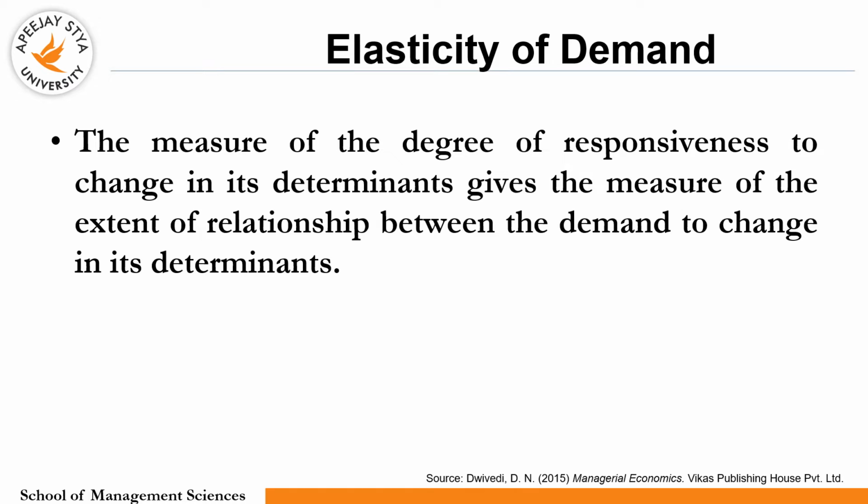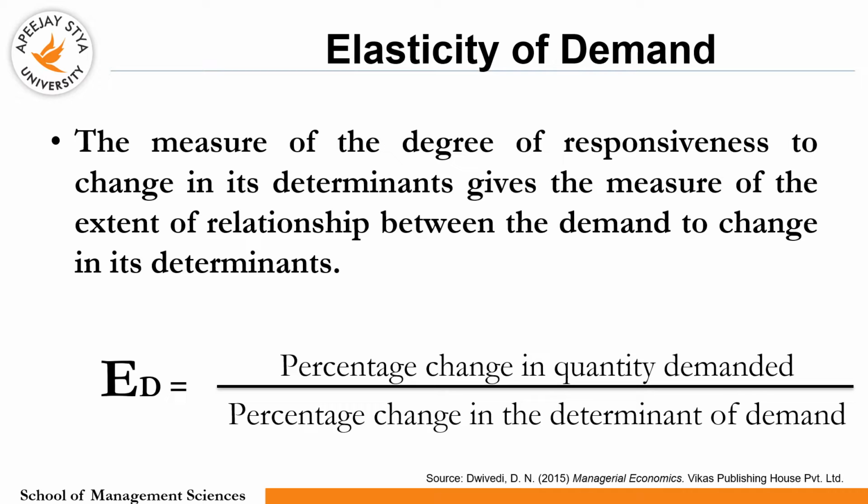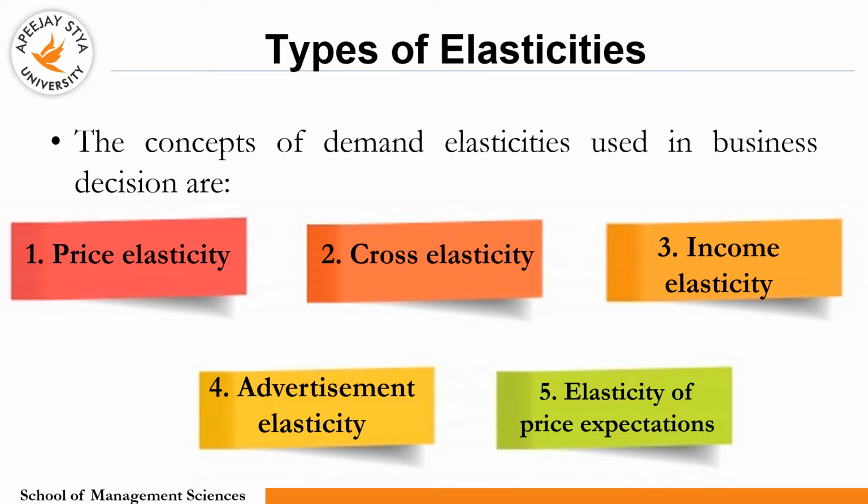While studying the elasticity of demand, the measure of the degree of responsiveness to change in its determinants gives the measure of the extent of relationship between the demand and its determinants. For calculating the elasticity of demand, we can use the formula: percentage change in quantity demanded divided by percentage change in the determinant of demand. There are different types of demand elasticities which can be used in business decision making, and these are price elasticity, cross elasticity, income elasticity, advertisement elasticity, and elasticity of price expectations.